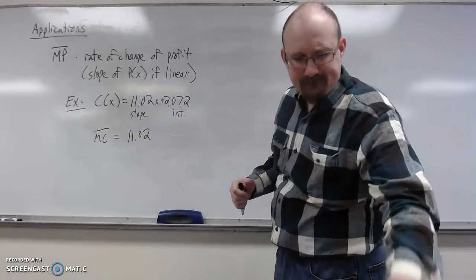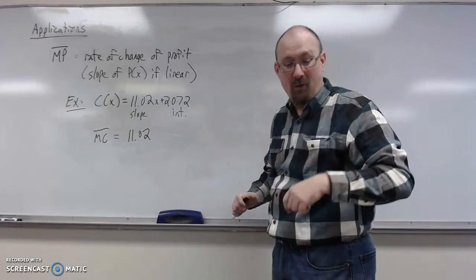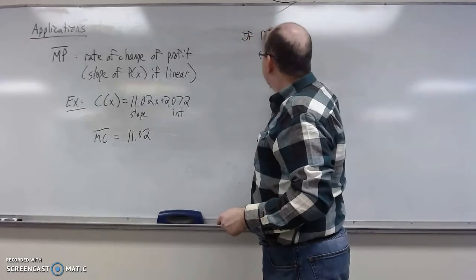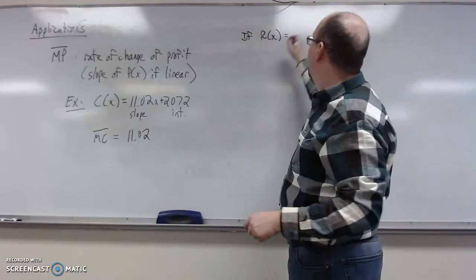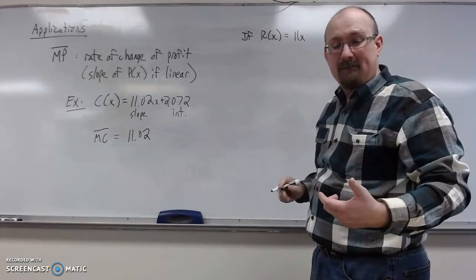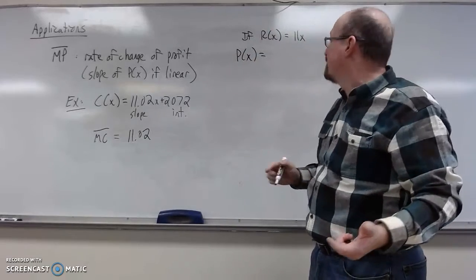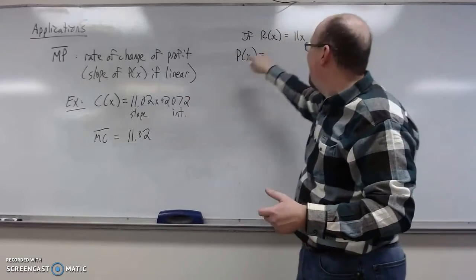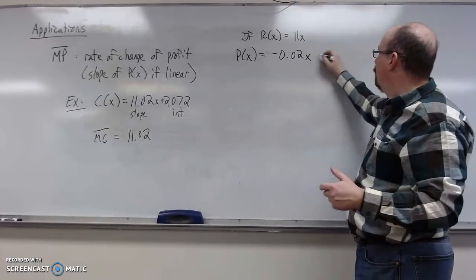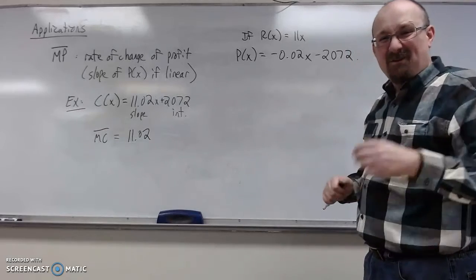All right, so moving on to our final example that I want to look at in this video, we've got cost and revenue functions given. This is our C of X. Then we tack an R of X onto it, so our R of X is just 11X. And then we're asked to find the marginal profit and what it ends up telling us. So same old R of X minus C of X routine. If we subtract this cost from this 11X, we should end up getting negative 0.02X minus 2072. And then it asks us what that means.